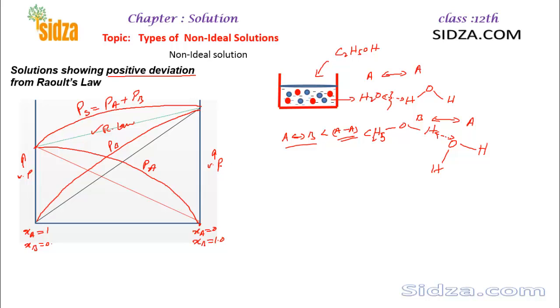So for this type of solution, vapor pressure will not be like this. Vapor pressure will be more than what you expect. So that's why this is the positive deviation.